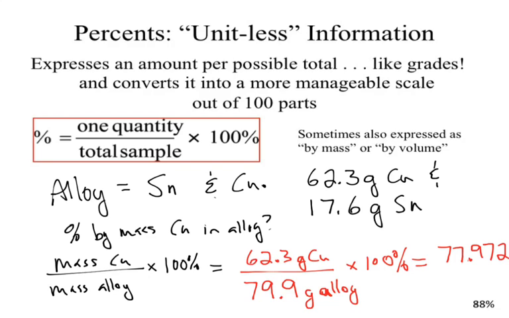Now we have to go through and evaluate our sig figs. Okay, so where did our sig figs show up? Well, we've got two values that we ended up having to measure. How many sig figs in 62.3? How many sig figs in 79.9? Should it be 3? Why should it be 3?